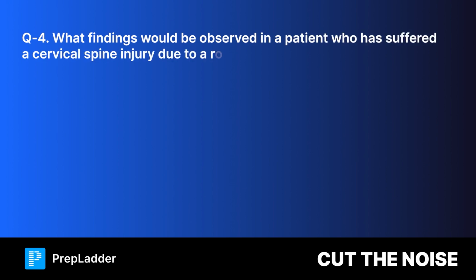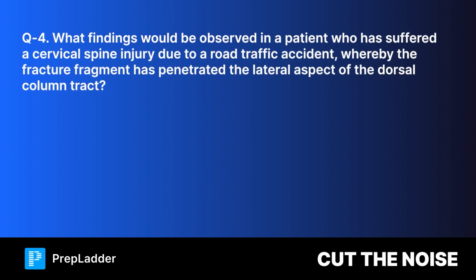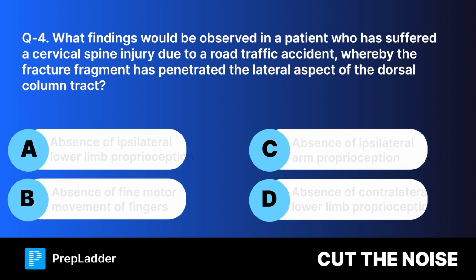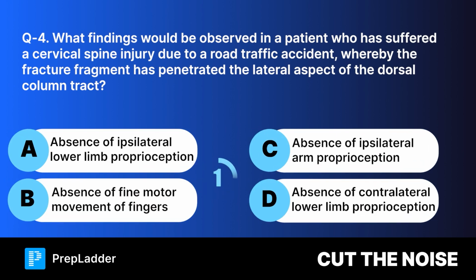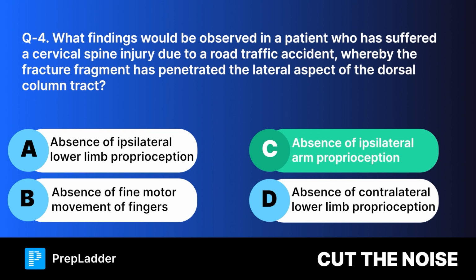Question 4. What findings would be observed in a patient who has suffered a cervical spine injury due to a road traffic accident, whereby the fracture fragment has penetrated the lateral aspect of the dorsal column tract? The correct answer is: absence of ipsilateral arm proprioception.